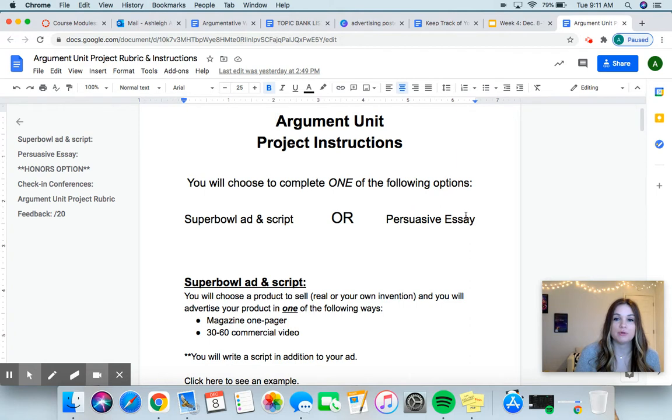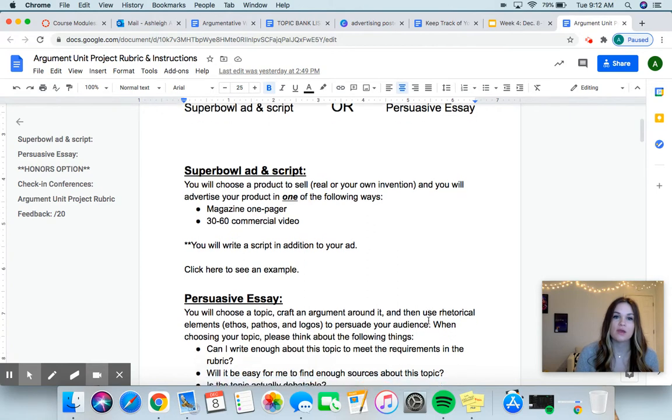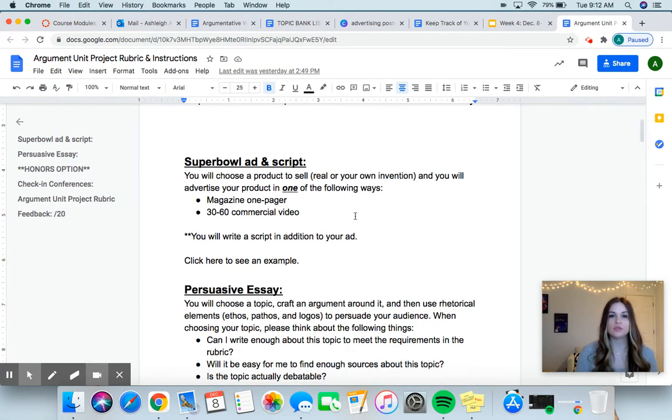You will either write a persuasive essay, or you will create an advertisement, something that you would see in the Super Bowl, and you need to have a written script with that. So let me tell you what each of those entails so you can make a decision on what you would like to do. For the Super Bowl ad and script, you are going to choose a product to sell. It could be something that's real, like Gatorade, or it could be something that doesn't exist yet, but maybe you have an idea for some sort of product, something that you would invent. It has to be a legit invention though.